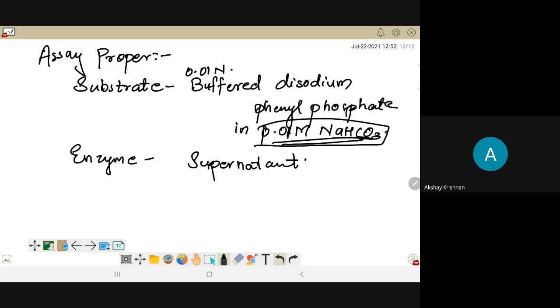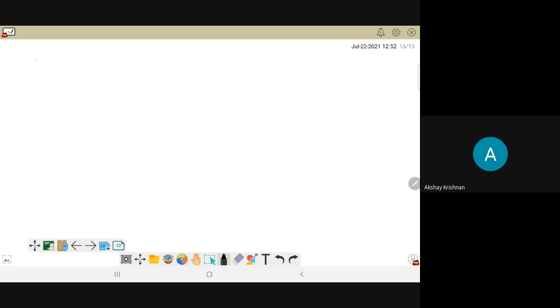Right, so that's going to be acting as your enzyme. And the rest of the chemicals will remain the same. So let us see what is going to be the procedure. Okay. So I am going to have two tubes. First tube is going to be the control. The second tube is going to be the test.